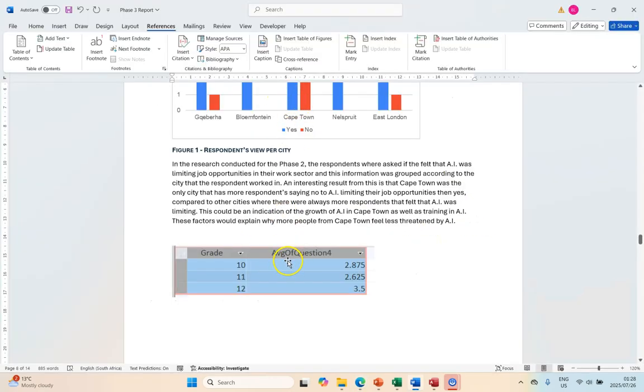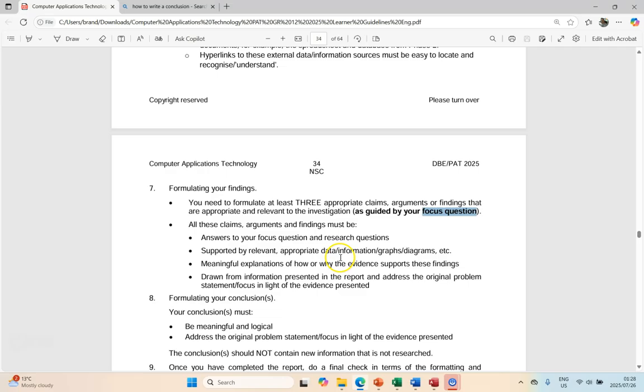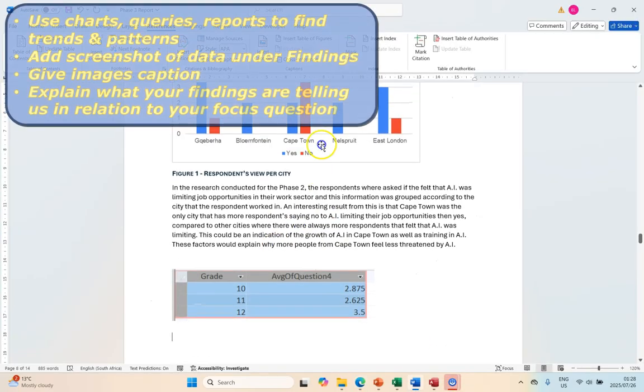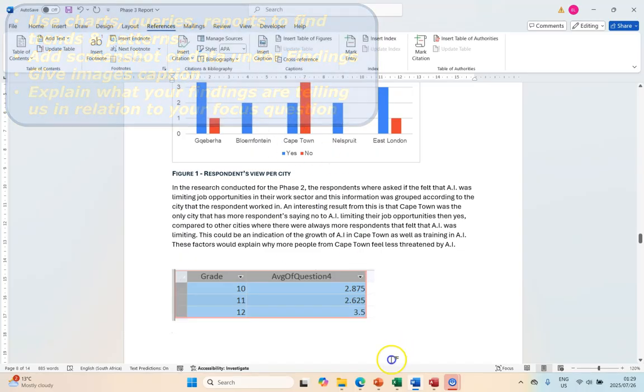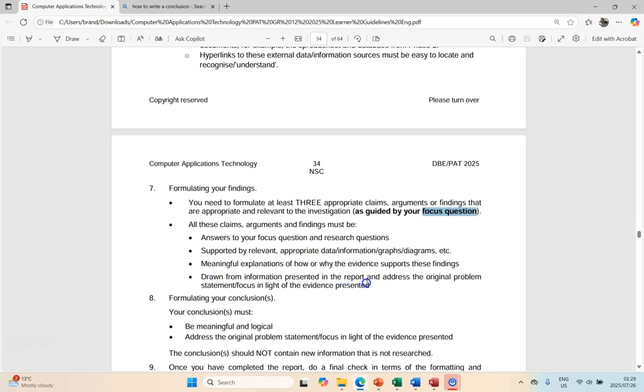Provide evidence of your findings by using these charts. You might want to use information from your research, but ideally stick to your charts, stick to your queries, stick to your reports for that information. Provide meaningful explanations of what is happening in this information. Explain what's happening here so that I can read it and then just look at the data and understand it without even having to look too much into here. This should clearly explain what we are talking about from the diagram. And again, they say get information that leads to the original problem, which is your focus question.